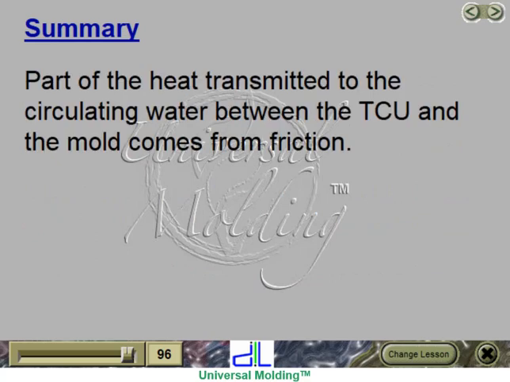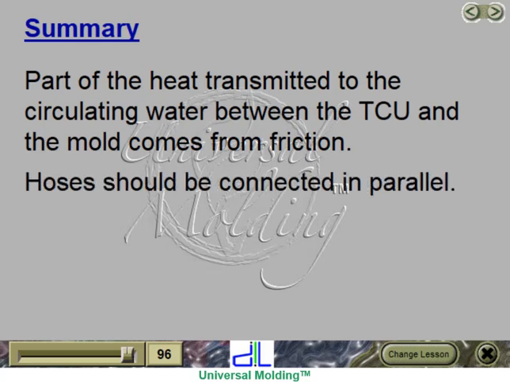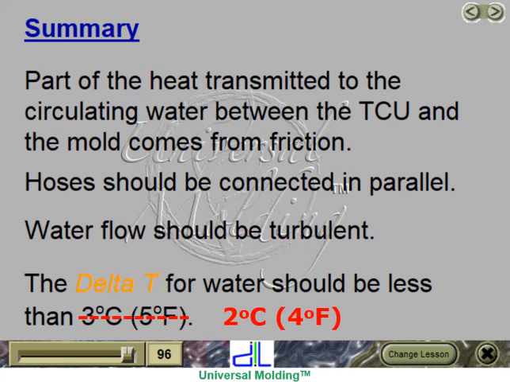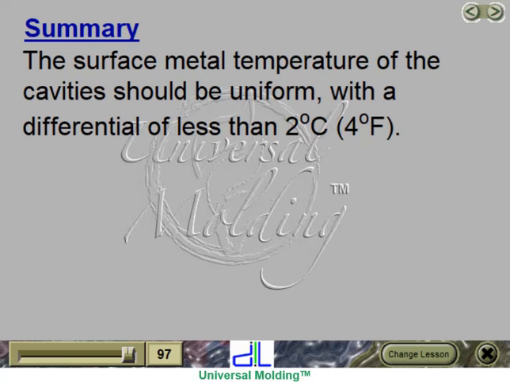Summary. Part of the heat transmitted to the circulating water between the TCU and the mold comes from friction. Hoses should be connected in parallel. Water flow should be turbulent. The delta T for water should be less than 3 degrees centigrade or 5 degrees Fahrenheit. The surface metal temperature of the cavity should be uniform, with the differential of less than 2 degrees centigrade or 4 degrees Fahrenheit.